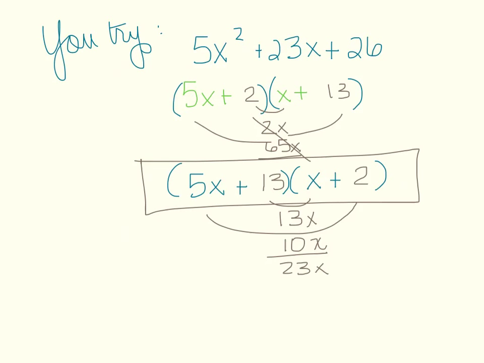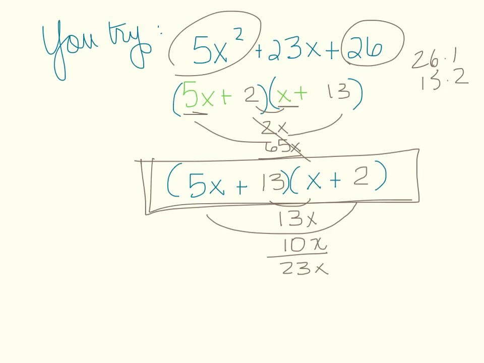Okay, and for this answer, I'm coming up with 5x plus 13 and then x plus 2. As you can see, when I was doing this, I knew the 5x pretty much had to go 5x and x. It's the only way to make a 5x squared, and the only way to make a 26 is a 26 and 1 or a 13 and 2. So I decided to start with 13 and 2, but I got it backwards, so that didn't work. So I tried it the other way. That one did work, so that one is my answer. So there's a little bit more that goes on.